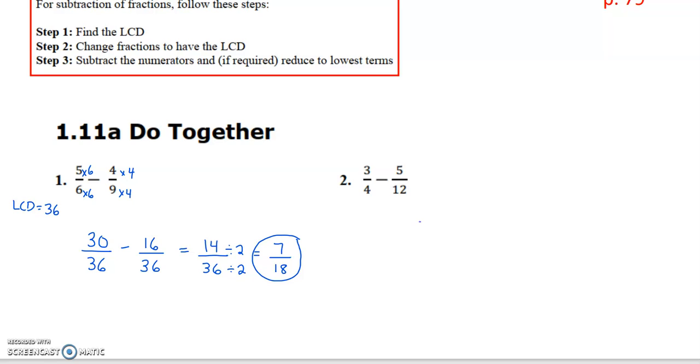For my next one, I have 4 and 12. My lowest common denominator is going to be 12 here, so I only have to change my first fraction, multiplying by 3. So that's going to give me 9/12 minus 5/12 is equal to 4/12. Again, not in lowest terms. I'm going to divide now. Divide by 4, divide by 4. I'm going to get myself down to 1/3.